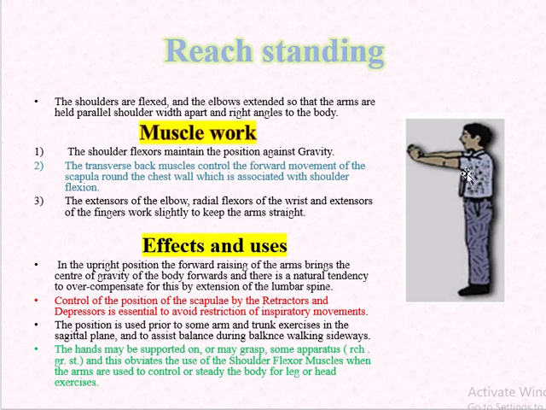The position is used prior to some trunk and arm exercise in the sagittal plane, and to assist balance during walking sideways. The hands may be supported on or may grasp some apparatus: reach grasp standing. Further, you may modify reach standing and derive other positions like reach grasp standing, and this obviates the use of the shoulder flexor muscles when the arms are used to control or steady the body for leg or head exercise.